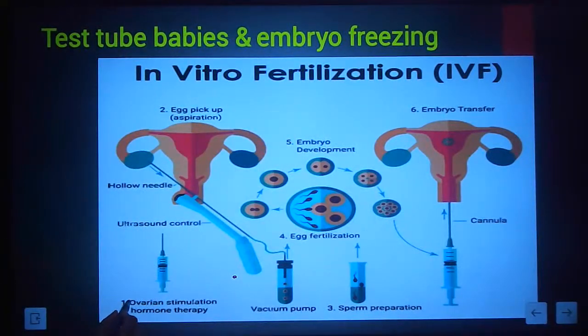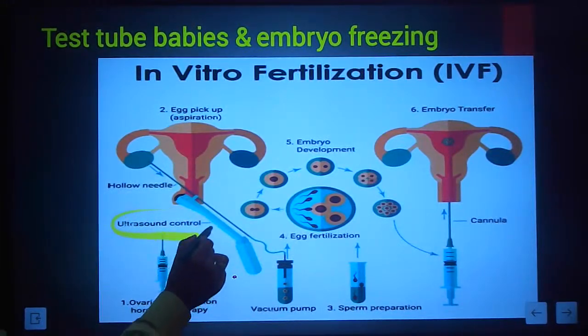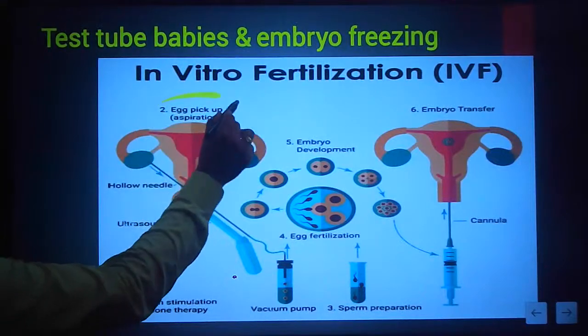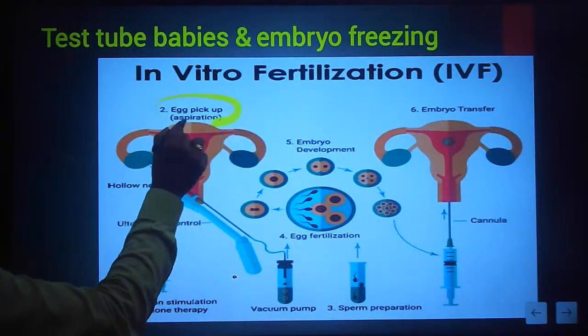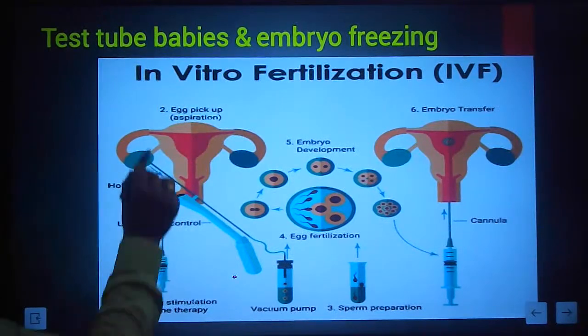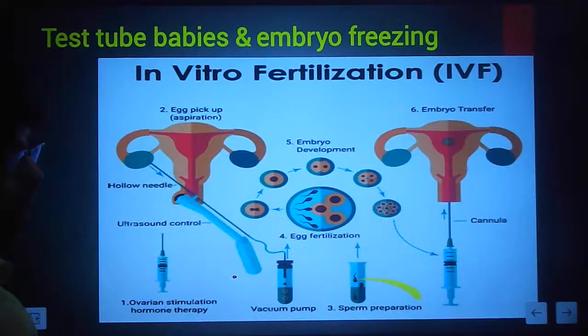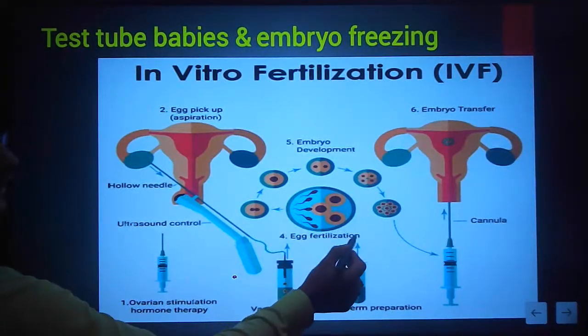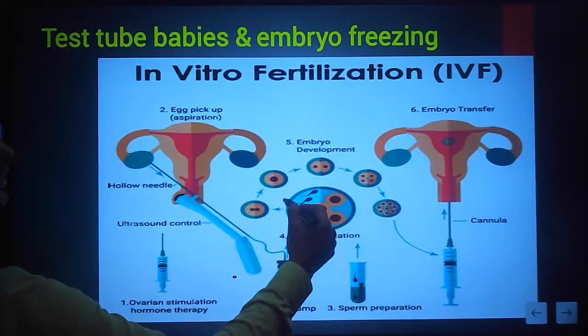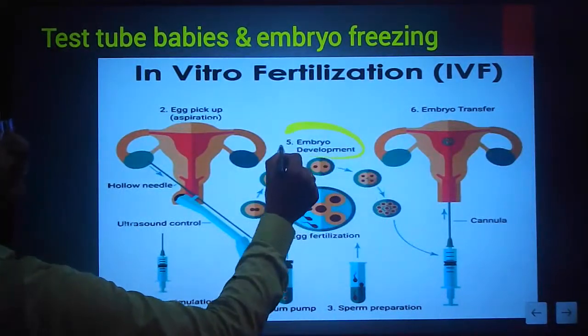There are stages. The first stage in vitro fertilization is ovarian stimulation hormone therapy, where we need to stimulate the hormone. This is done under ultrasound control, and then the egg will be picked up by means of the aspirator. After this, the sperm will be prepared. The third stage is sperm preparation, then egg fertilization. After egg fertilization is done, the egg and the sperm fuse together and form the embryo.